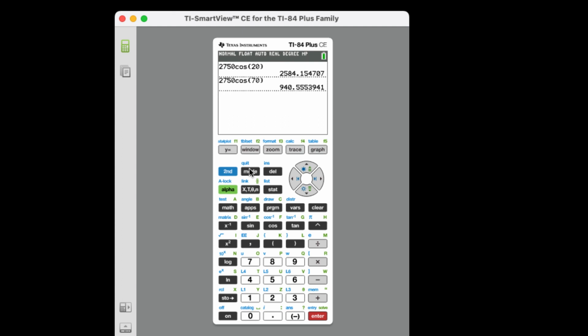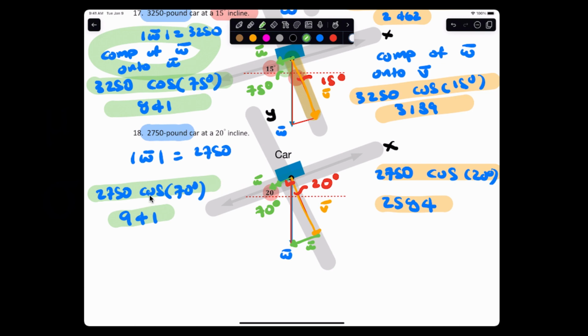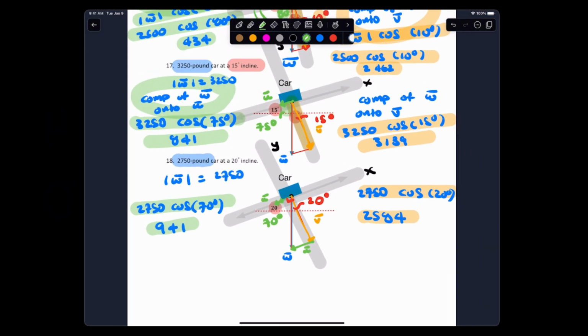Okay, it's 2,584. $941. There you go, the component form.